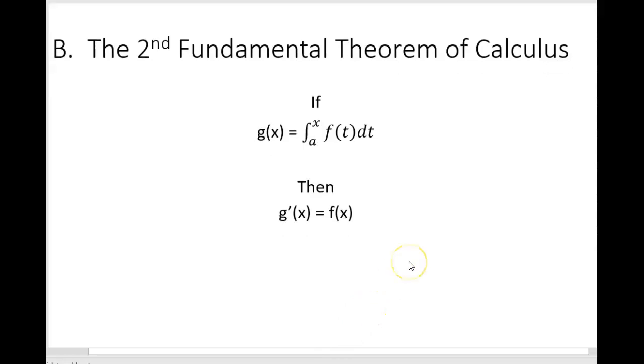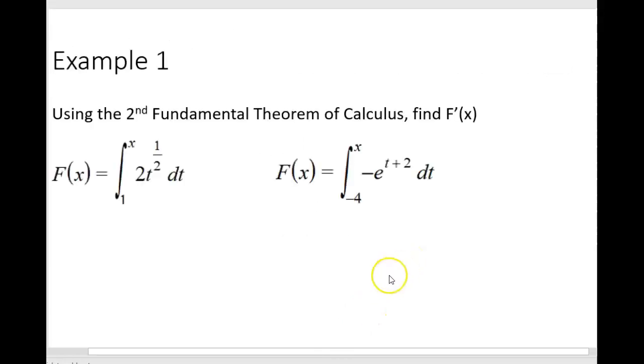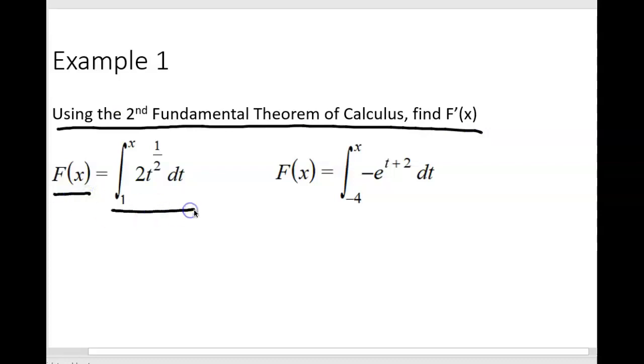Let's go ahead and take a look at some examples here. So, using the second fundamental theorem of calculus, find f prime of x. So, I have an integral function defined here. It's f of x. F of x is the integral from 1 to x of the function 2t to the 1/2 power. I want to find f prime of x, right? Well, the derivative basically is going to do two things. It's going to cancel out the integral, but in the process, that x is going to drop in the t place. And so it just ends up being this.